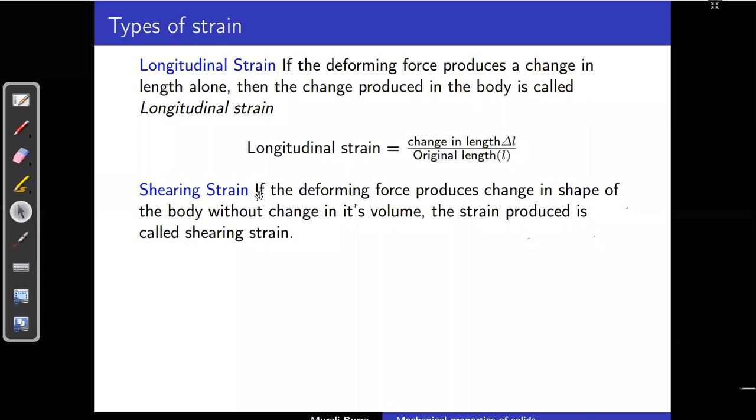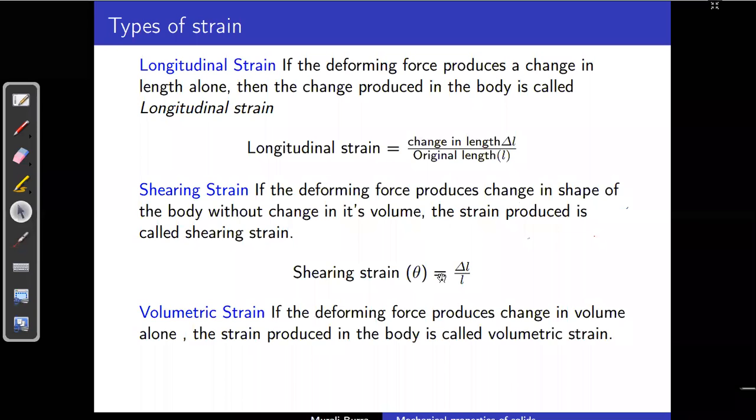What about shearing strain? Here also, the deforming force produces a change in the shape of the body without changing its volume. Only a little bit of change is produced in its shape. There also the change produced, we have taken delta L. Delta L by original length, we call it shearing strain. Then we got some angle in the diagram, so that angle we can consider directly. In terms of tan theta we can consider. Tan theta is opposite by adjacent. Opposite is delta L and adjacent is L. In that way theta we can consider. I will show you the diagram again.